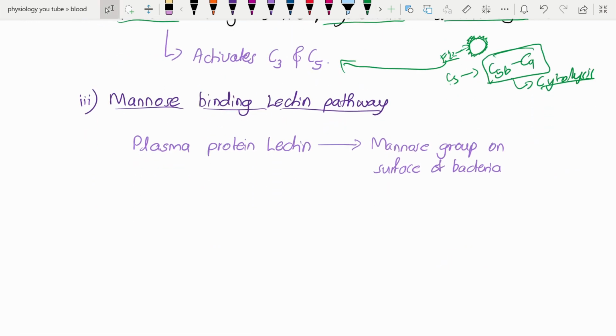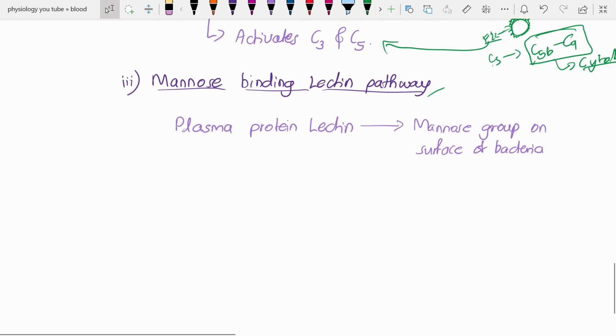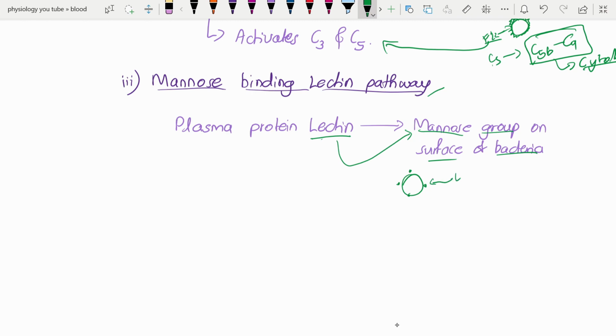And the last one, the mannose binding lectin pathway. It feels strange to read this whole name, but it is very simple. We have the plasma protein called lectin that will bind to the mannose groups on the surface of bacteria. In a simple way, the bacteria have mannose groups over their surfaces. Our lectin will recognize this, and then it will activate the complement system, that will cause the cytolysis. As you know, C5b to C9.